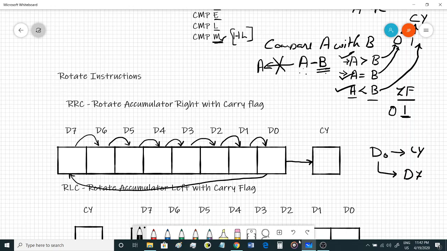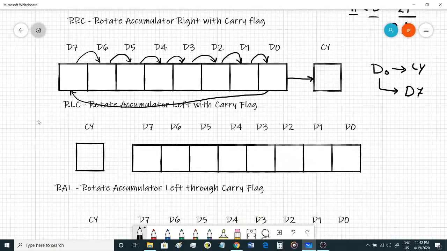The next rotate instruction is rotate accumulator left with carry. It is the exact opposite of what is there in the rotate right instruction. The only difference is that instead of from D0 to the carry flag, the data will be going from D7 to the carry flag. All the bits get rotated left.